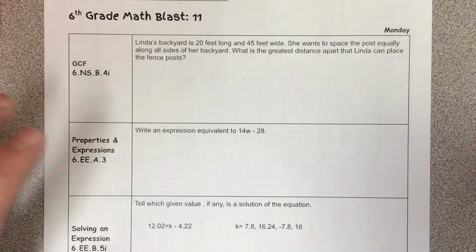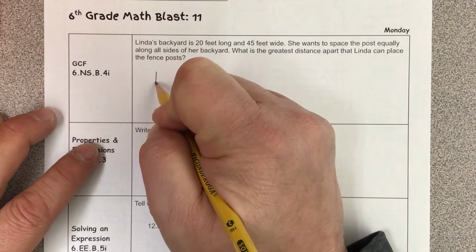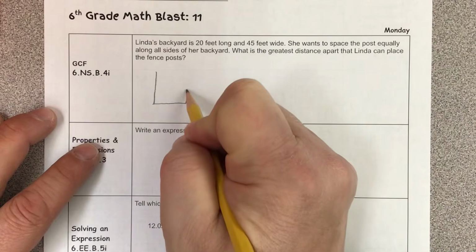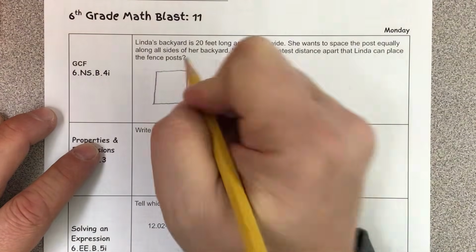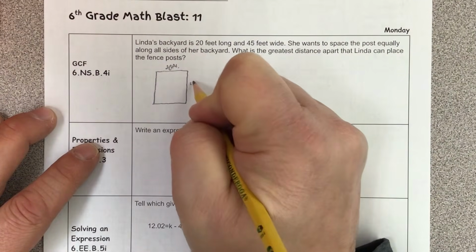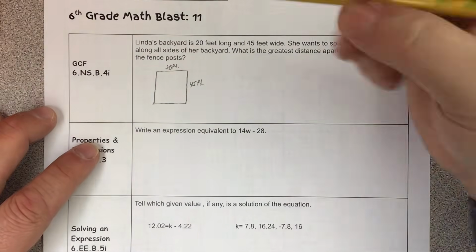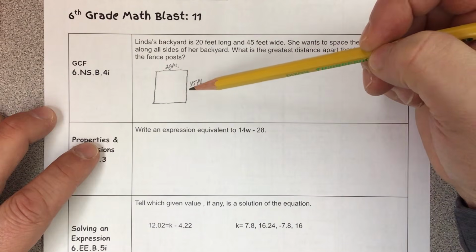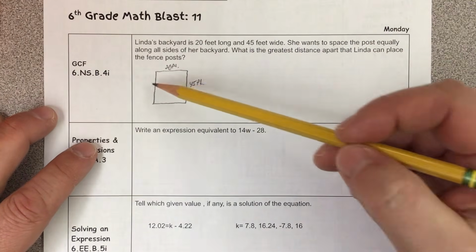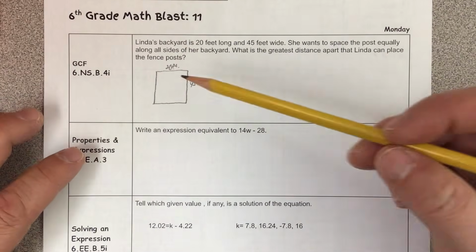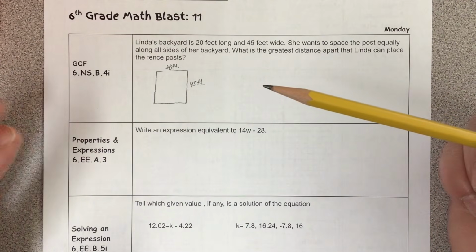Well, first we're going to draw the backyard. So we have a rectangle. It's 20 feet long and 45 feet wide. Now, I need to space these posts out so it's the same for 20 feet that it is for 45 feet. That means it has to be the same number that divides into both of those. Well, those are factors. The same number for both would be the greatest common factor.